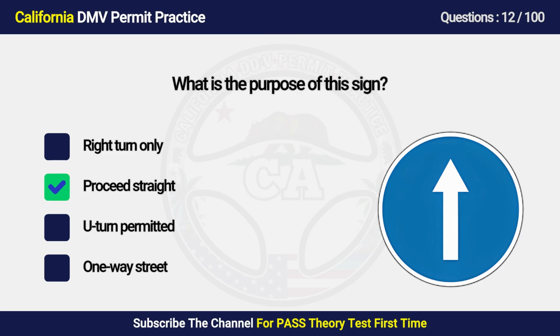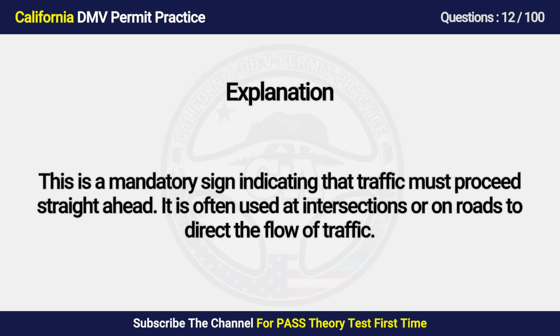Answer is B. Proceed straight. This is a mandatory sign indicating that traffic must proceed straight ahead. It is often used at intersections or on roads to direct the flow of traffic.